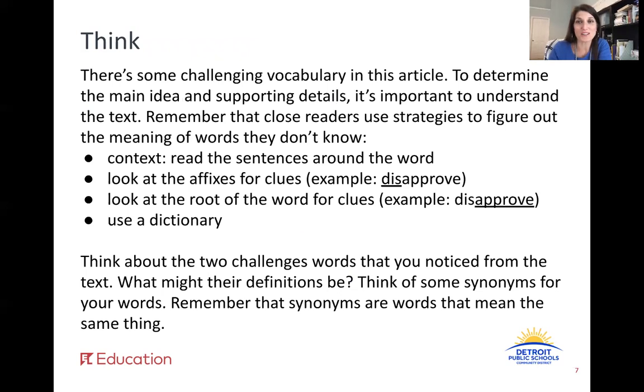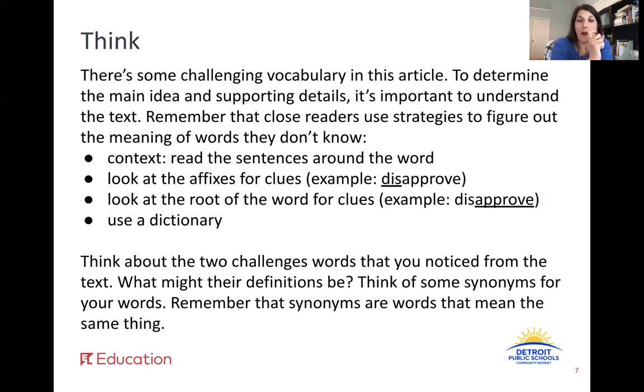All right, so you had a chance to read your text. Now let's think about it. It says there's some challenging vocabulary in this article. To determine the main idea and supporting details, it's important to understand the text. Remember that close readers use strategies to figure out the meaning of words they don't know. So let's think about some of those strategies that you have worked on this year. So the context, you might read the sentences around the word and be able to figure out what that word means. You might look at the affixes for clues.